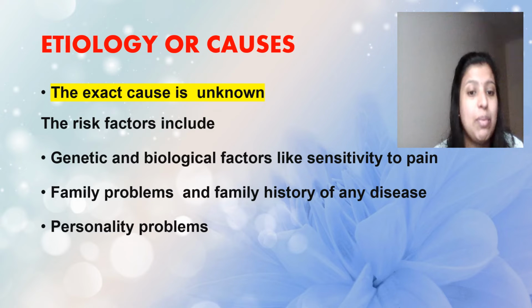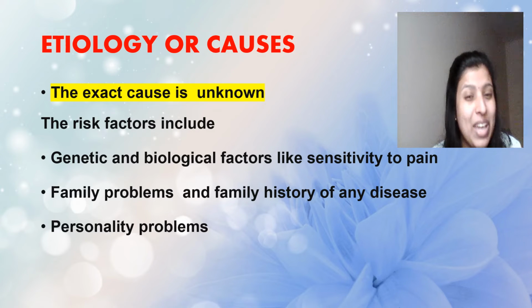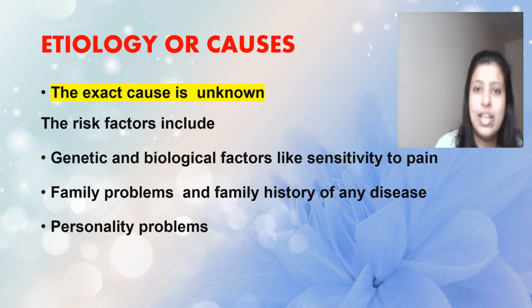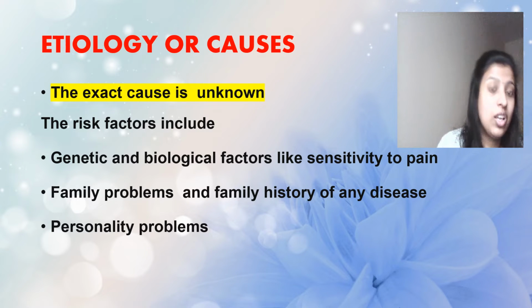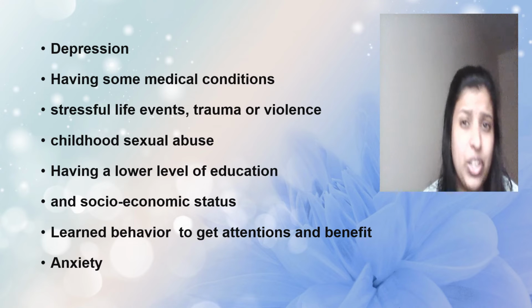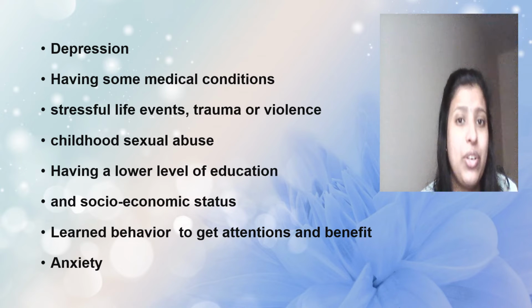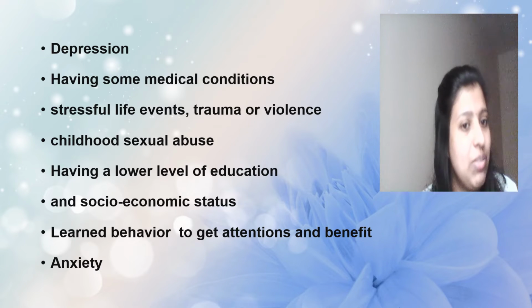Then personality problems. If your personality or behavior is having a problem, there are chances of this condition, but it may or may not be. We cannot specifically say this is the etiology or cause. Then depression. Sometimes you cannot show your depression, so how do you show it? At that stage you will show your depression in the form of pain, neurological problems, gastrointestinal problems, or sexual dysfunction.